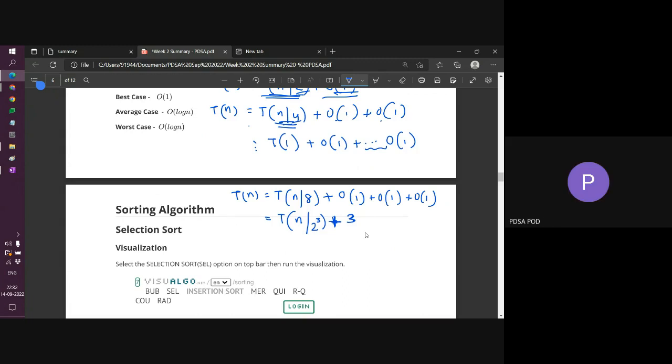Correct. That is what I'm showing. For people, I'm not skipping one step, because this 8 is nothing but 2 power 3, and whatever this value is, that is the number of ones we have here. Got it? And we stop when this n by 2 power k becomes 1. This is the base case for us, and that is when we stop.